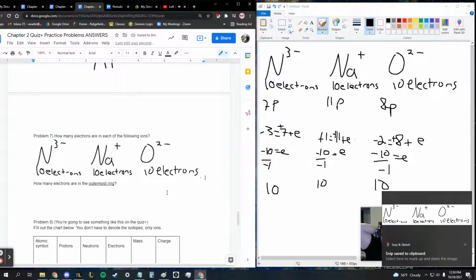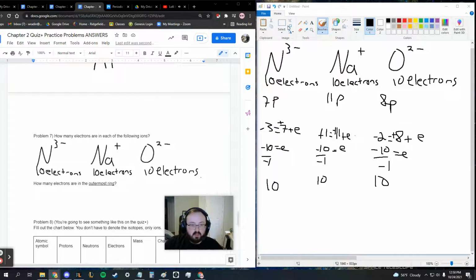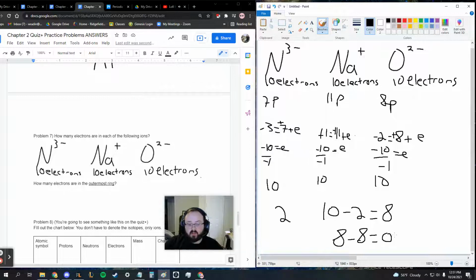Now, how many electrons are in the outermost ring? You could draw these out and figure that out, but I'm going to show you a nice little trick to do this. The first ring has to have 2, right? So if we have 10 total electrons and you subtract 2, that means that there are 8 left. The second ring can have a maximum of 8, so we fill that up. We're left with 0 leftover electrons. So the outermost ring, or each one of these, has 8 electrons in the outermost ring.